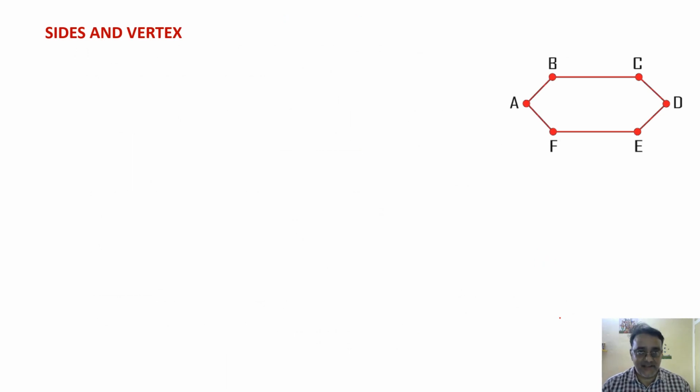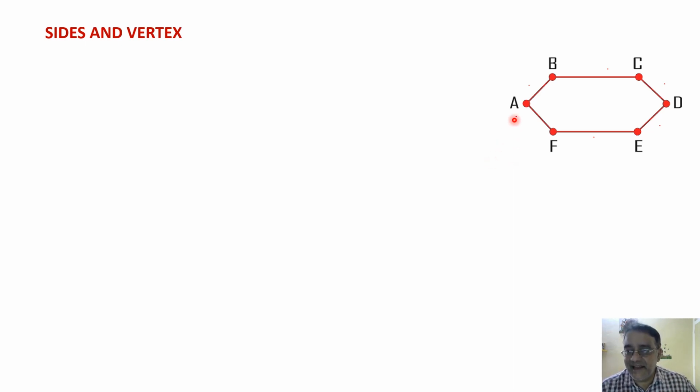sides and vertex. See this figure. How many sides, how many line segments are there? 1, 2, 3, 4, 5, 6. Okay. एक बार और देख लो. 1, 2, 3, 4, 5, 6. So 6 line segments are there, and it is simple also, and it is closed also. So this is an example of a polygon.